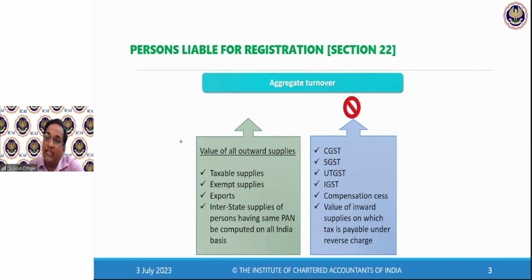Taxable supply, zero rated supply, because export is zero rated, so it will be added in the turnover. It's saying all taxable supplies, all exports, all interstate supply, all exempt supply, everything you will include. What you will not include? One is taxes: CGST, SGST, IGST, compensation cess.